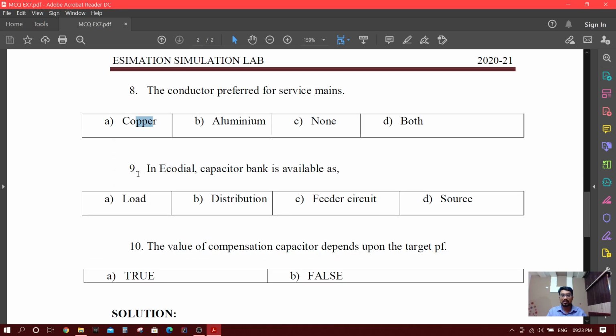Now let us move on to question number 9. In ecodial, the capacitor bank is available as options: load, distribution, feeder circuit, source.